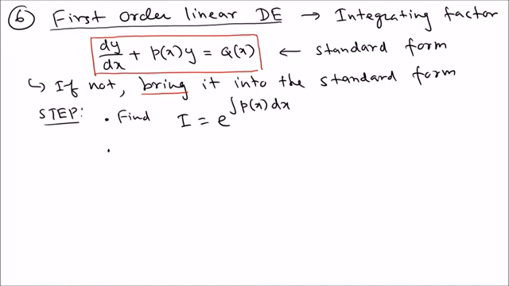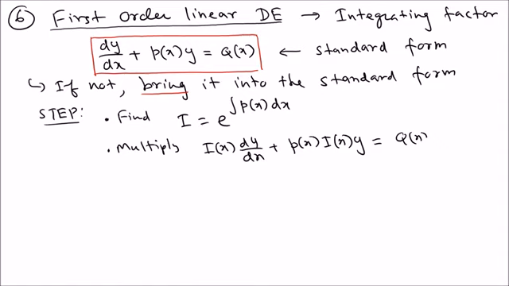After that, we multiply the whole equation by that. So we can write I(x) times dy/dx plus p(x) I(x) times y, and on the other side we have q(x) times I. Now the magic happens. On the left side, this is automatically the product rule for the product y and I. So this side becomes the derivative of the product of y and I. That's the product rule, and if you apply it, that's what you get.